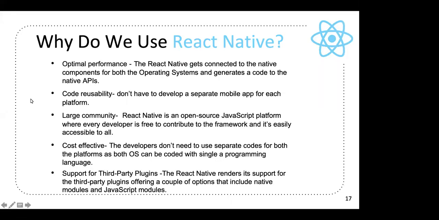Why do we need to use React Native? It gives optimal performance. React Native gets connected to the native components for both operating systems and generates code to the native APIs. That means we are writing these applications using web technologies, but it is wrapped into the native components, and that helps to increase the performance, and it will act like a native one.